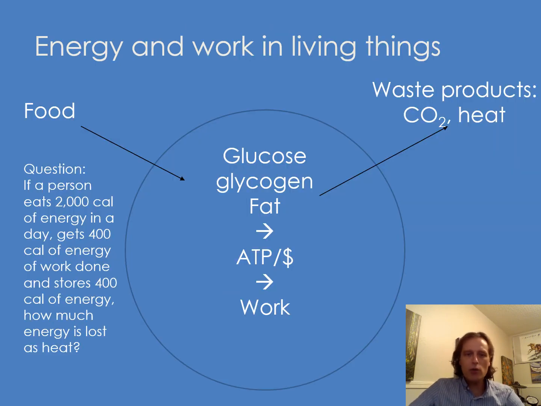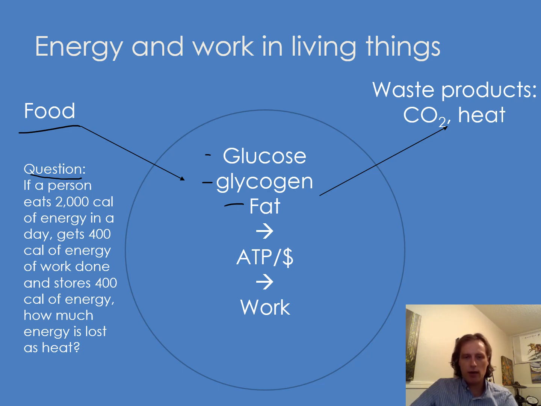So energy and work and living things. Back to this diagram. If we're considering an animal like a person, and they have eaten food, it could be used as or stored as glucose, glycogen, or fat. Here's a question for you. If a person eats 2,000 calories of energy in a day, gets 400 calories of energy of work done, and stores 400 calories of energy, how much energy is lost as heat? You can pause the video, reread it, and think about it.